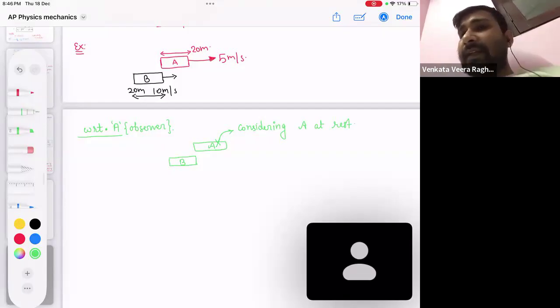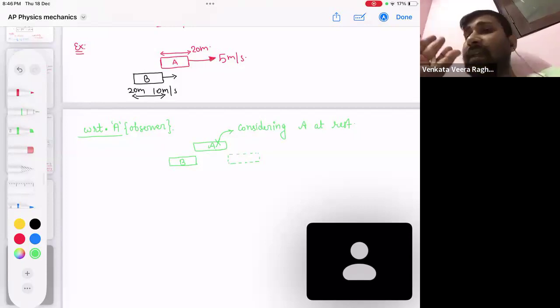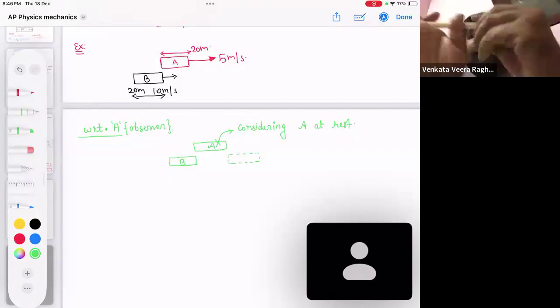So if I consider A at rest, then can you say that when this B will be reaching somehow here, then can I say the overtaking will complete? If A is stationary, think like that. If this pen is stationary, when will I be able to cross this pen?